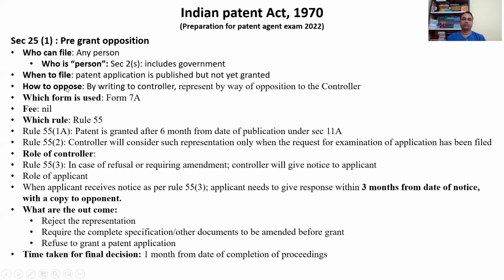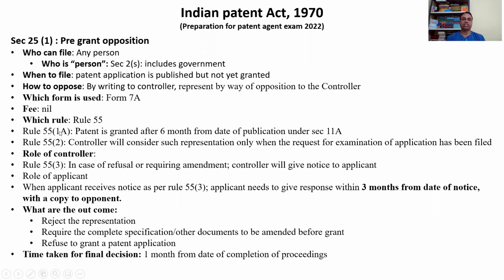And how to oppose? You can oppose by writing to the controller. It is called a representation by way of opposition to the controller. Which form to use? Form 7A. And how much fee? There is no fee for this. For details, you read Rule 55.